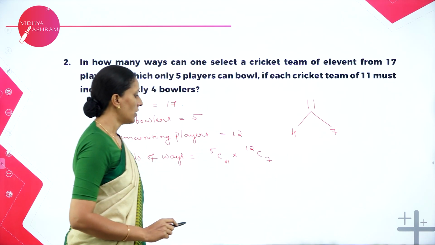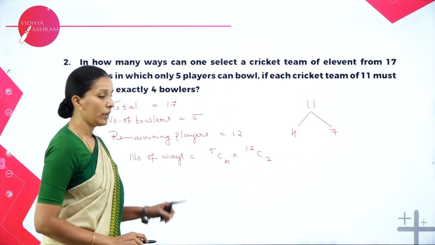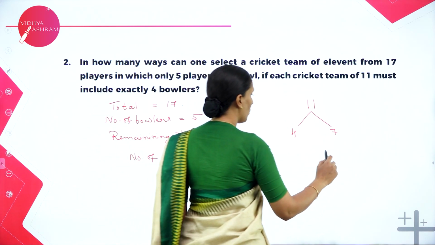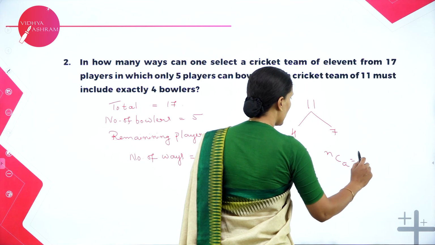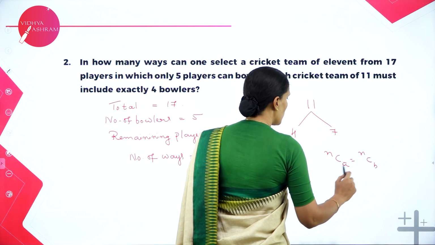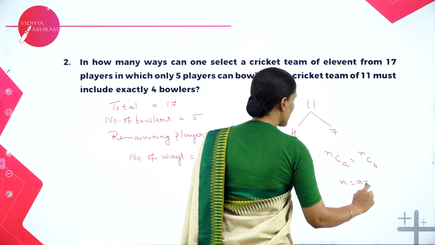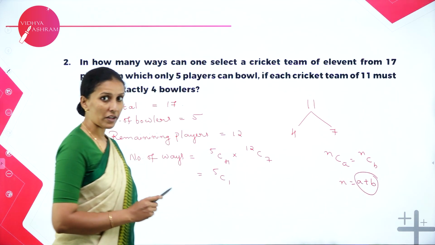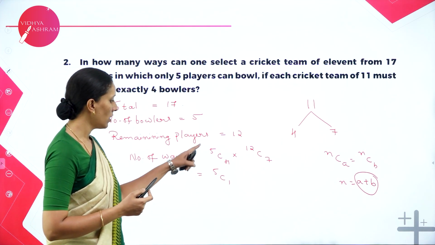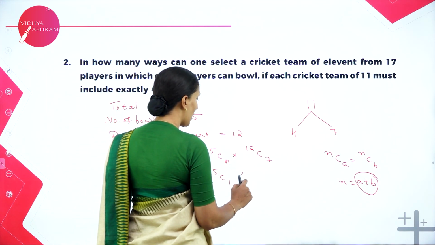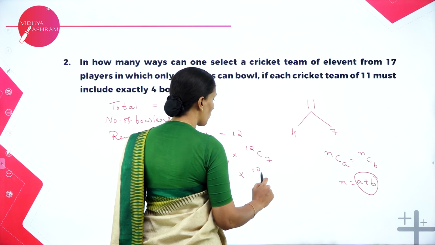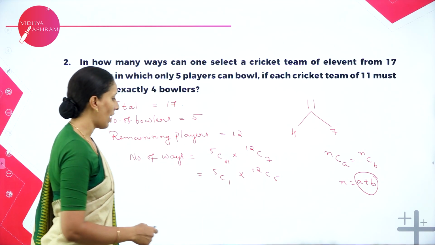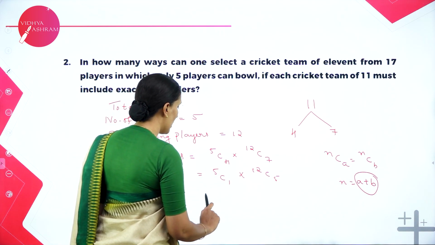12C7. So 5C4 can also be written as 5C1 because we know this NCA is equal to NCB. So here N is equal to A plus B. So 4 plus 1 is equal to 5. So using the properties of combination, we can write this. And similarly, we can also write 12C7 as 12C5. So this helps us simplify to the smaller value.